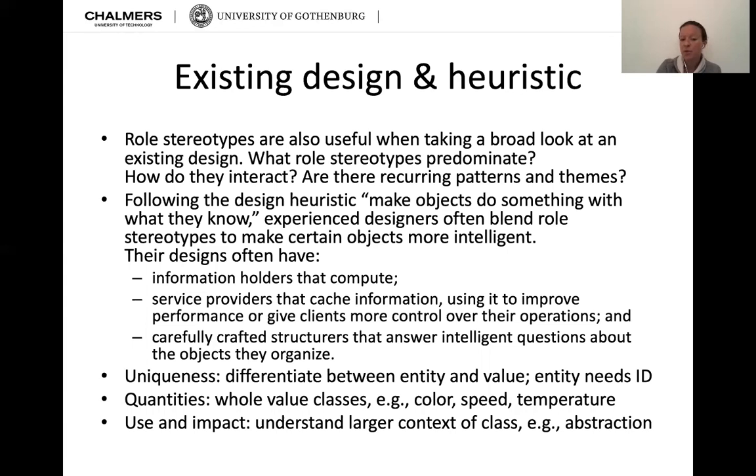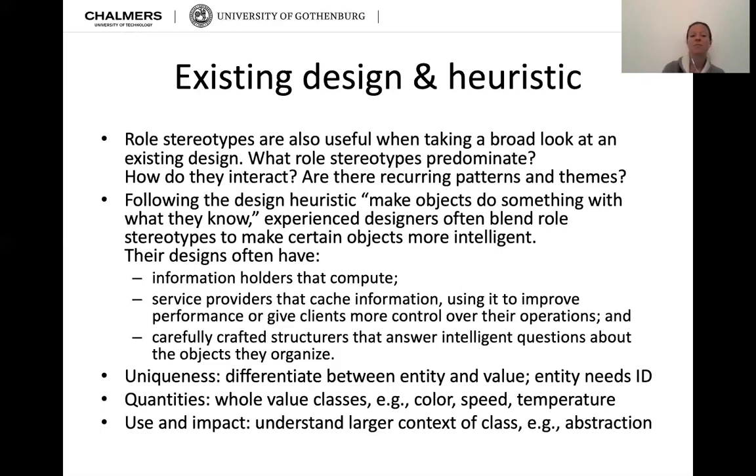And then there are 3 more points in the article. One is about uniqueness. So it's important to differentiate between an entity and its value. The entity will always need an ID. So when we talk, for example, about modeling cars, then 2 people could have the very same car, same color, same year, same manufacturer, same engine characteristics, and to differentiate them, they need an ID.